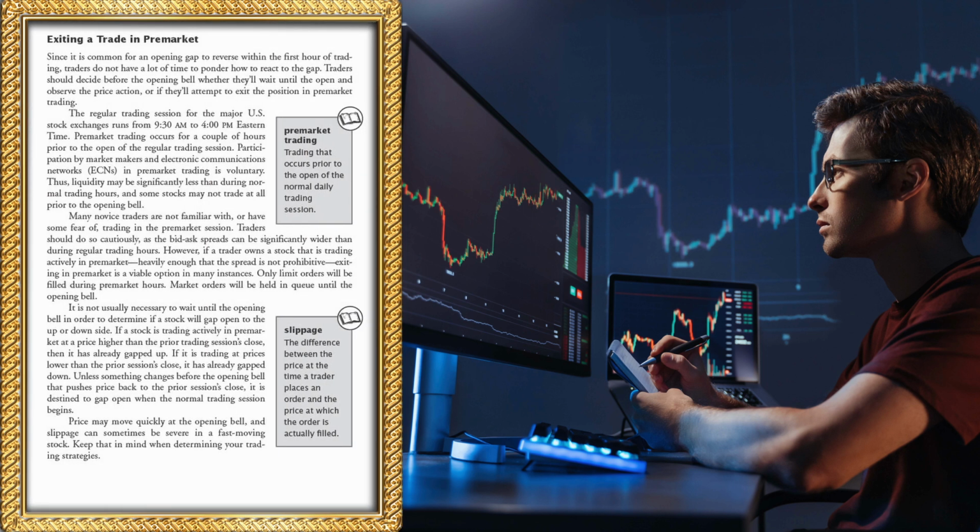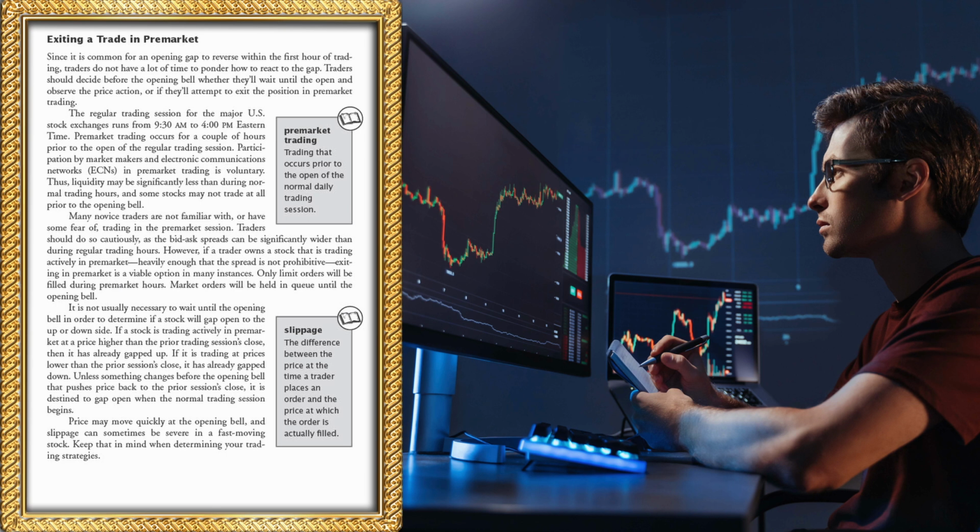Exiting a trade in pre-market. Since it is common for an opening gap to reverse within the first hour of trading, traders do not have a lot of time to ponder how to react to the gap. Traders should decide before the opening bell whether they'll wait until the open and observe the price action, or if they'll attempt to exit the position in pre-market trading. The regular trading session for the major U.S. stock exchanges runs from 9:30 a.m. to 4 p.m. Eastern Time.